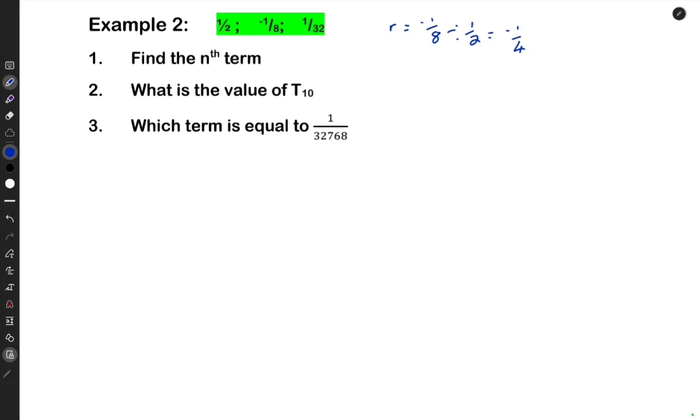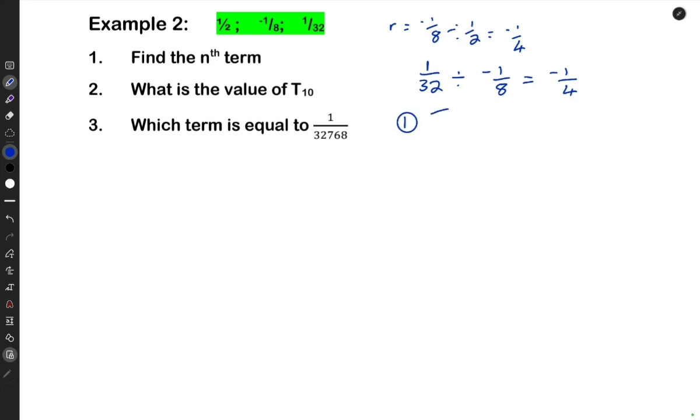Now, to test if something is geometric, I just do this formula again. So I'm going to take term 3, 1 over 32, divided by minus 1 over 8. And in this case, if I type it in my calculator, I still get minus a quarter. So now I know for sure this is a geometric pattern. Okay, find the nth term. So let's just do it up there.